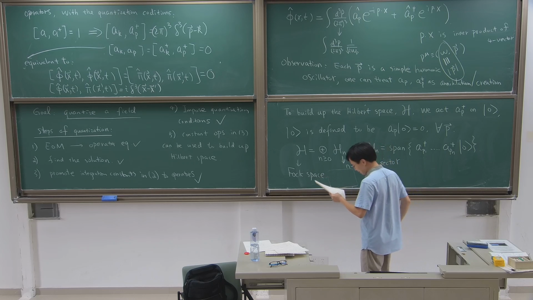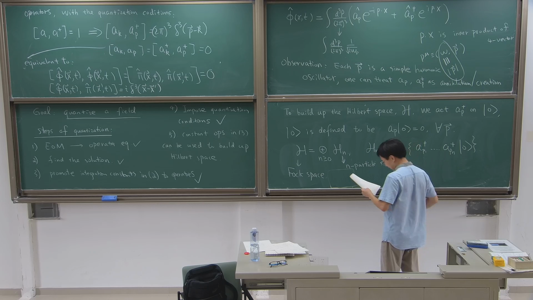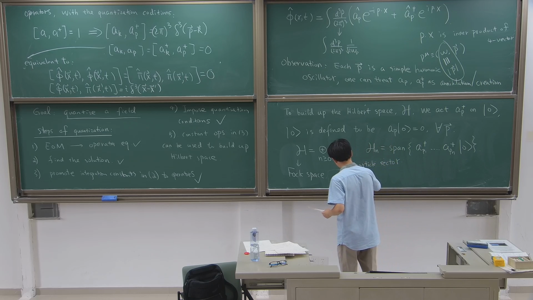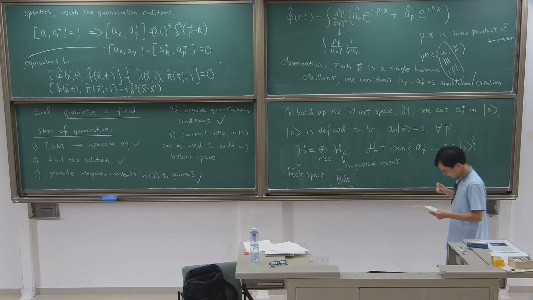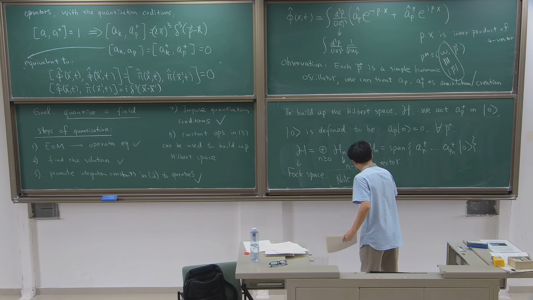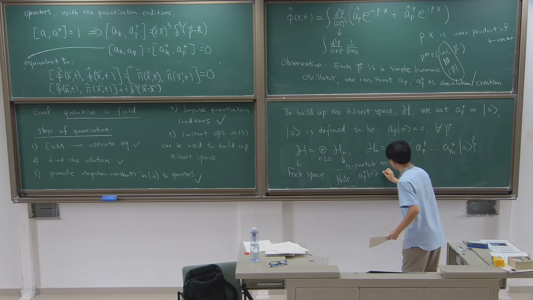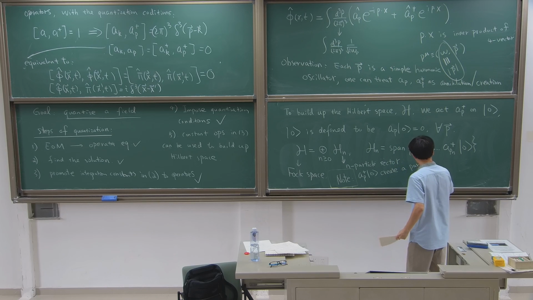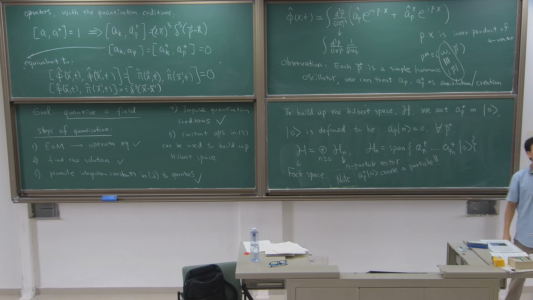Which means that there is an important point here. Now we interpreted a P dagger acting on a ground state. This creates one particle. Create a particle, one particle. Yeah, this is something important.